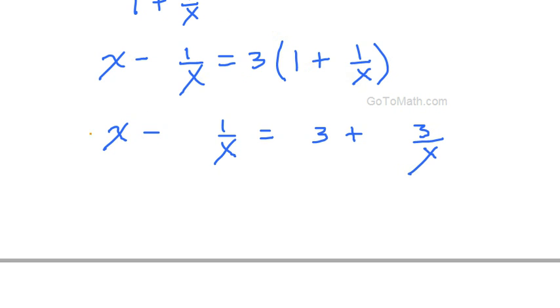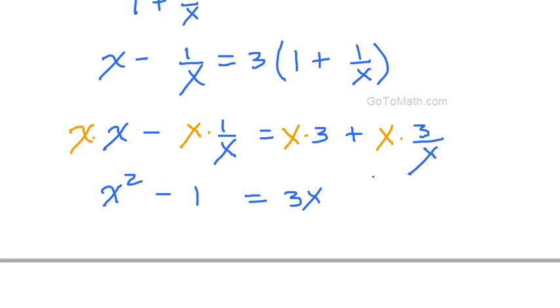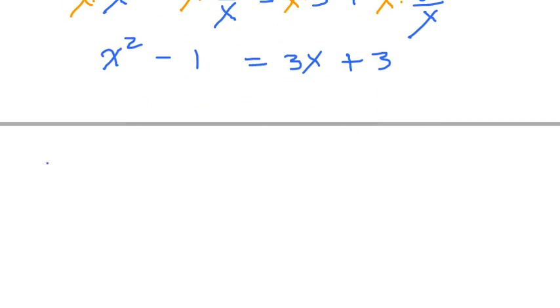And what I'm going to do now is multiply each one of these terms by x so we can get rid of this x down here in the denominator. Okay, you see that trick? It's a trick. So x times x is x squared minus 1 is equal to 3x plus 3. Now you're probably saying this is not a linear equation. We're supposed to be doing linear equations. Now in a previous section we did work quadratic equations, so don't forget that.